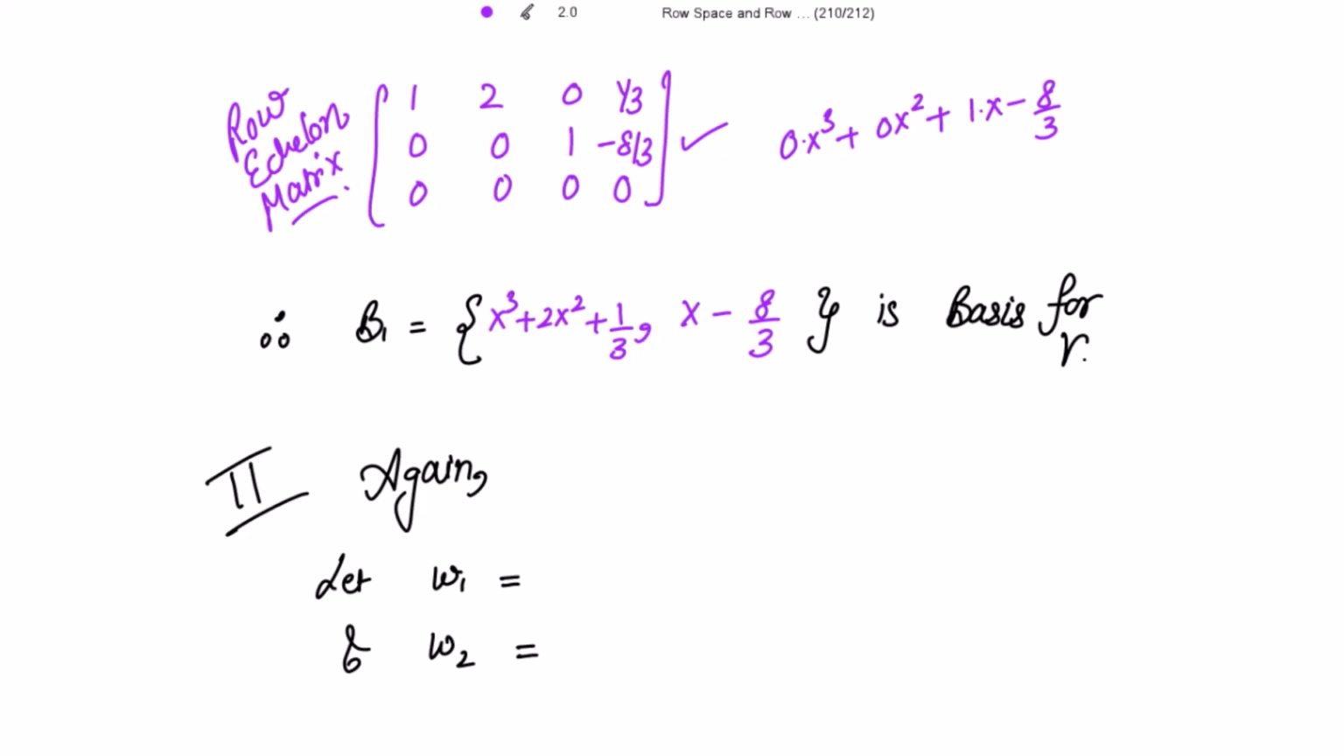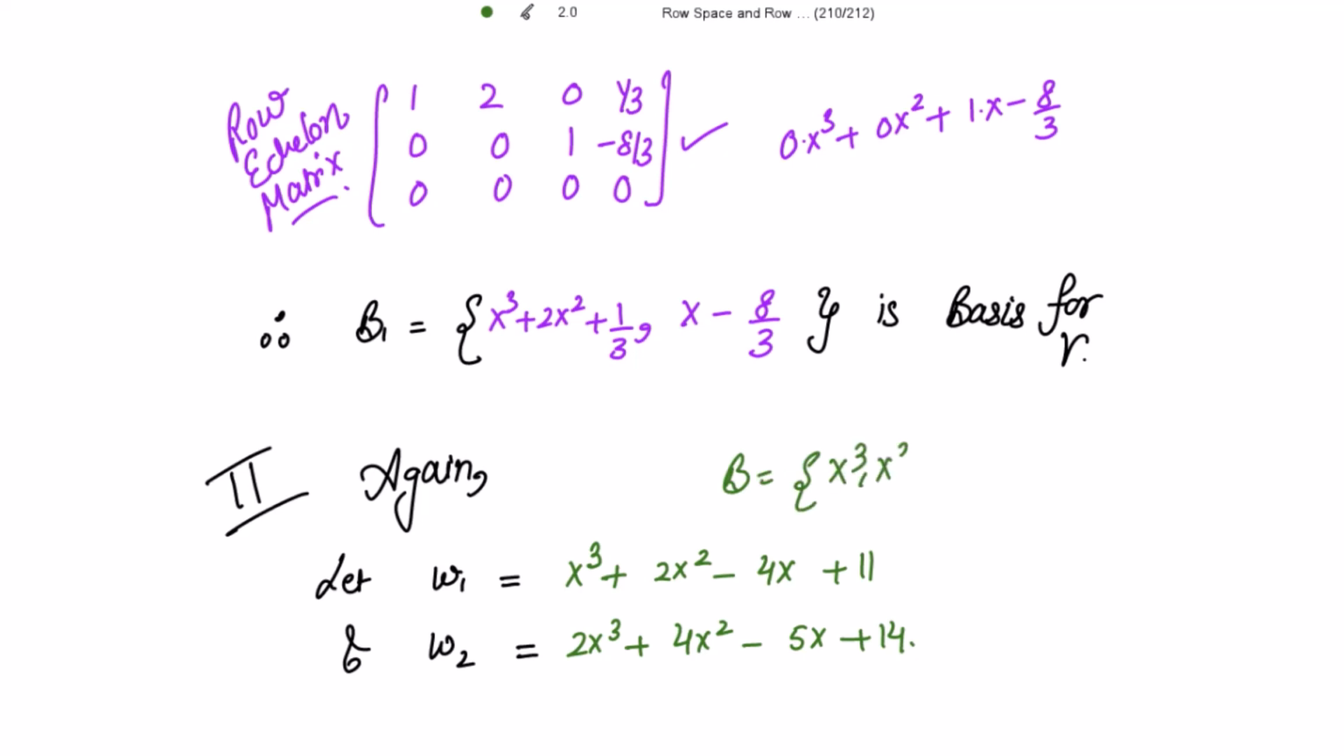Now to get the basis for w, let's write those given polynomials w1 and w2. So w1 is given to be x cubed plus 2x square minus 4x plus 11, and w2 is given to be 2x cubed plus 4x square minus 5x plus 14. Now writing the coordinate vectors of these given polynomials relative to the basis, which is x cubed, x square, x, 1. So coordinate vector of w1 relative to this basis b is 1, 2, negative 4, 11.